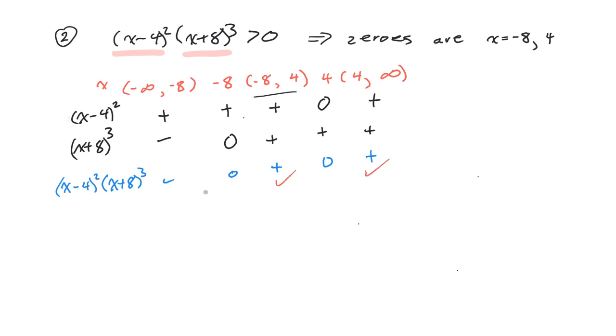So since we have that, we can say the solution is, and then we union it. We bring them together with a union of 4 to infinity, and we're done. Pause and take a moment. See what you get. And now we'll move on.